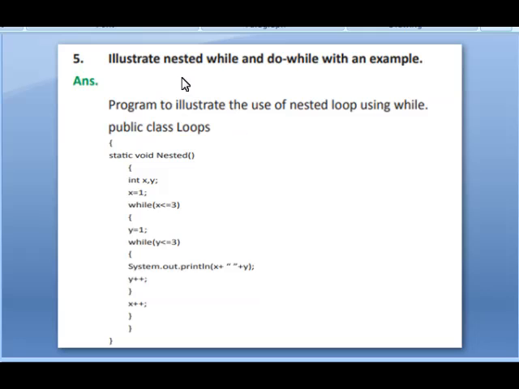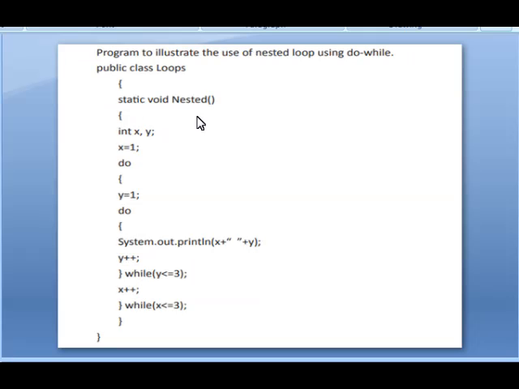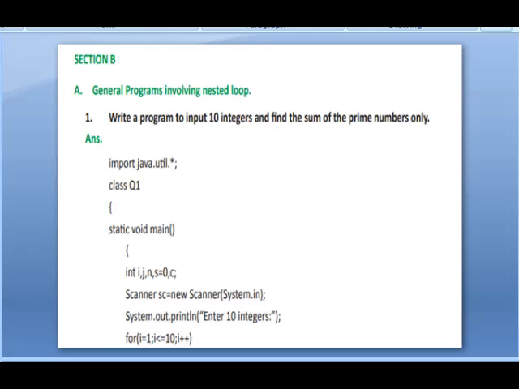The next question is illustrate nested while and do while loop with an example. This is an example for the while loop, and here is an example for the do while loop. The same example is in your book. Then Section B, general programs.